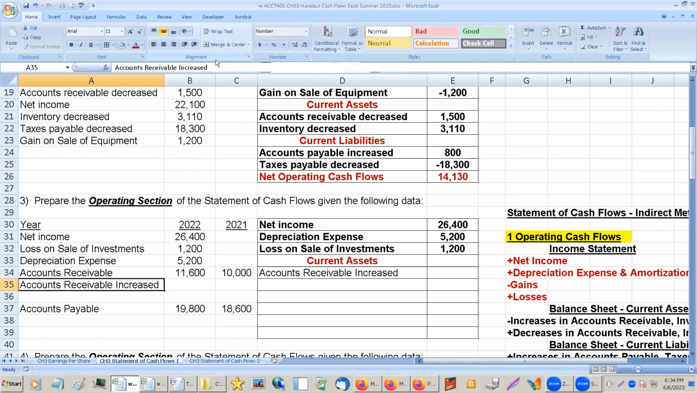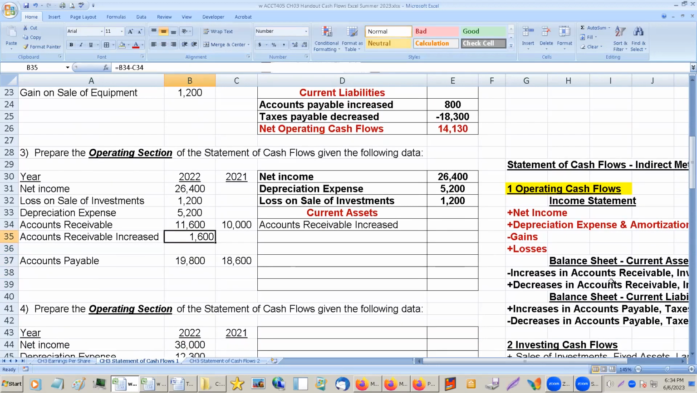So it increased, and it increased by 1,600. Okay, so it's an asset. It increased. What happened to our cash? Go up or down? Decreased. Yep.